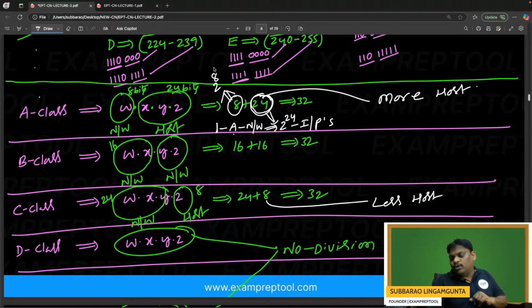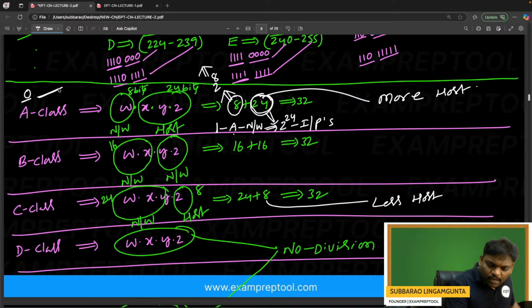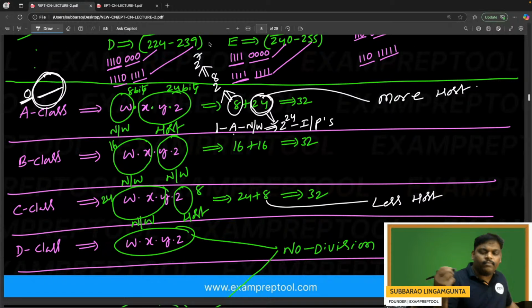But one thing I want to say, many people may make this mistake. Class A purpose is 8 bits, so 2 power 8 networks possible. But one bit is fixed in class A. Out of 8 bits, 1 bit is fixed, remaining is 7 bits. When you say fixed, it does not give another possibility; only one possibility. But these 7 bits you can change. Remember, it is actually 2 power 7.